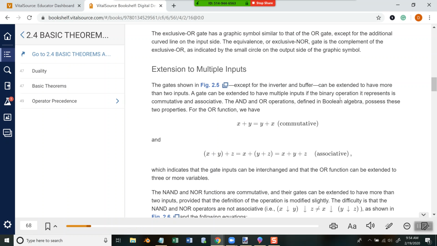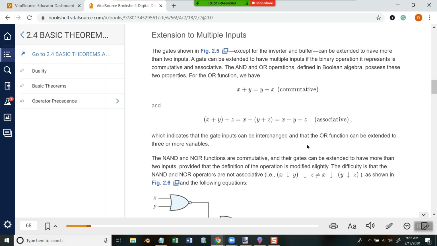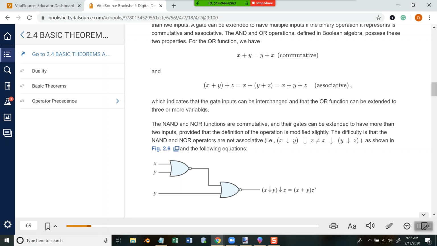Gates can be extended to have multiple inputs. The binary operation represents as commutative and associative. The AND and OR operations defined in Boolean algebra possess these 2 properties. For the OR function, we have this, and for associative, we have this. So commutative, where you can flip them around. Associative, where you can move. Here we're doing the X or Y first. You can put parentheses around the Y and Z and do the Y or Z first, or you can simply get rid of those and handle it from left to right. So it tells you the OR function can be extended to 3 or more variables because it handles the commutative and associative.